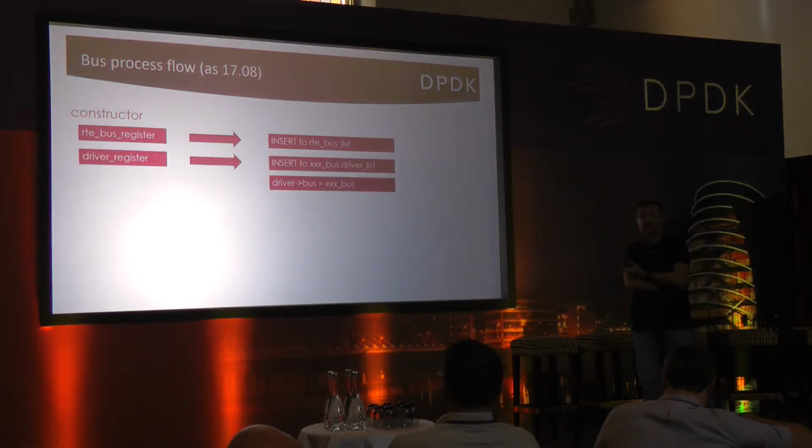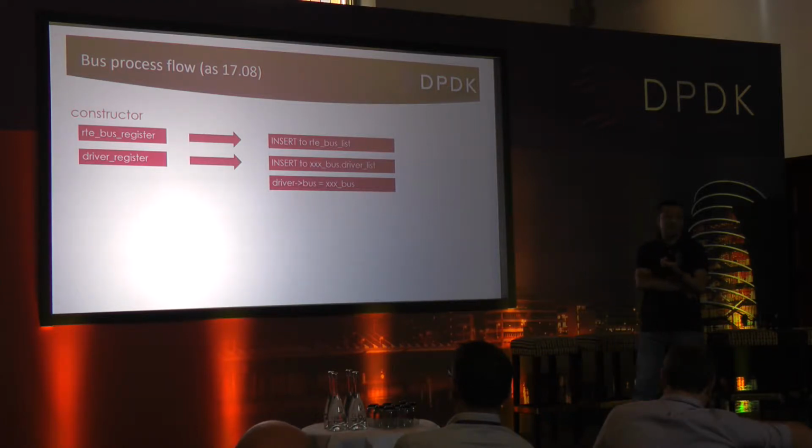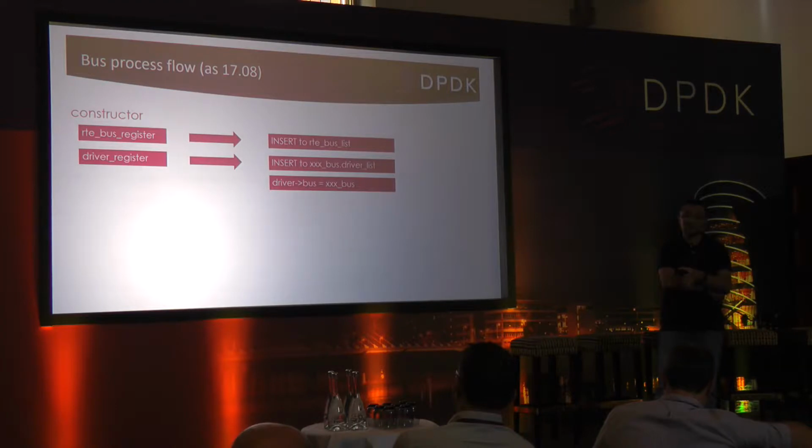Then each driver registered themselves to those buses. Buses maintain their device and driver list in themselves, so the driver goes into that list. So there needs to be an order at constructor level, and this is done by giving a priority. So all buses always register themselves before drivers.